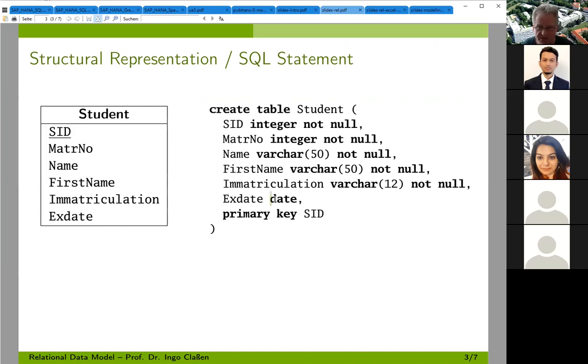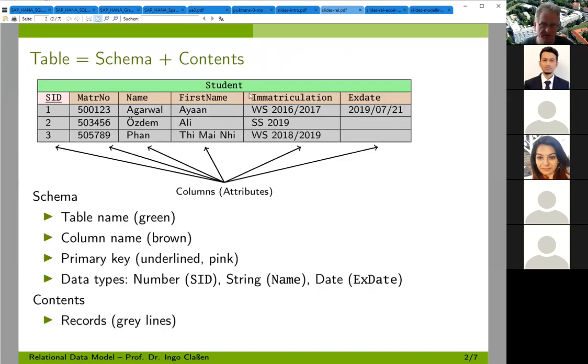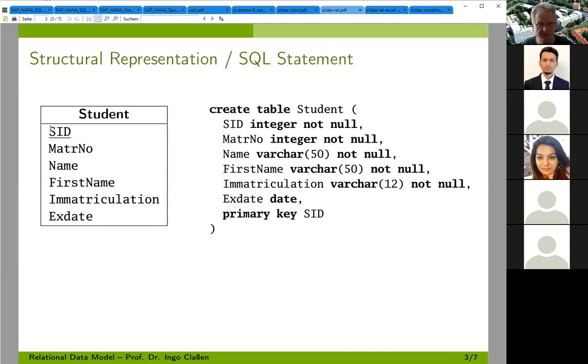So date, and here you see date. That's a type name, as well as integer, as well as varchar. These are the type names. So these are the different representations. The ones we will encounter most of the time are the tabular representation as well as the structural representation. Maybe at one or the other time I will also show you some SQL code to create a statement, but we will use SQL mainly in order to construct queries.